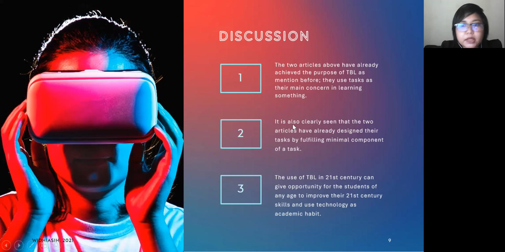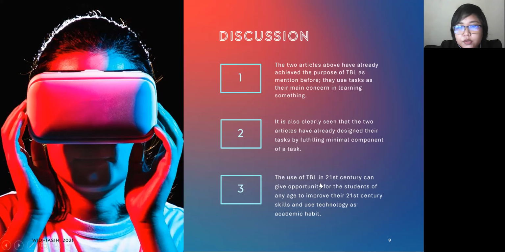And the second point, it is also clearly seen that the two articles have already designed their task by fulfilling the minimal components of the task. Okay, they have already the goals, the input, and the procedures. And it's also provided by support from the teachers', learners', and parents' roles, and also good settings.